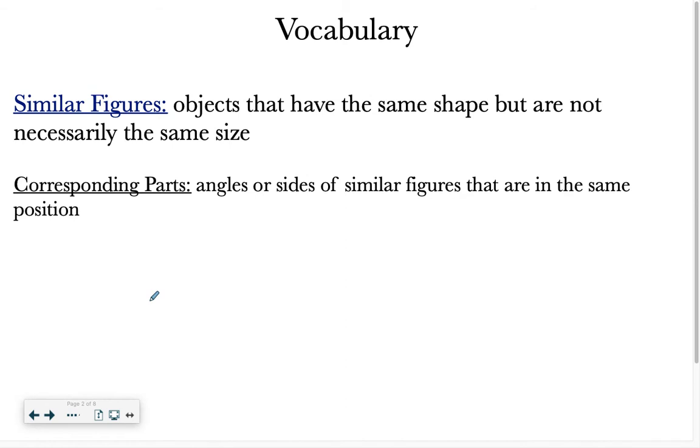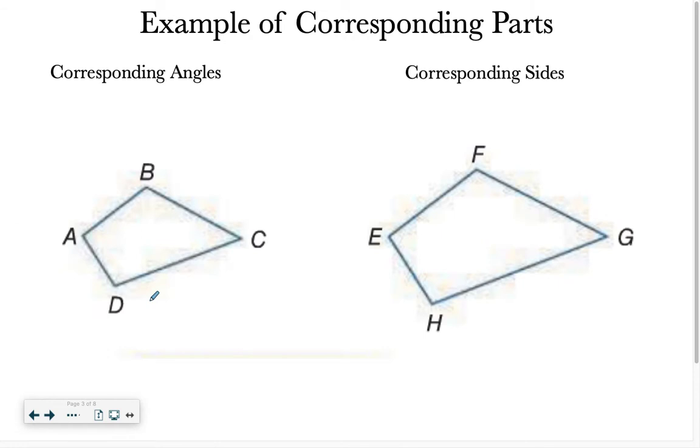Similar figures are objects that have the same shape, but are not necessarily the same size. And then corresponding parts are angles or sides of those similar figures that are in the same spot. So if we look at these two shapes, you can see they're the same shape, but they're different sizes, right?